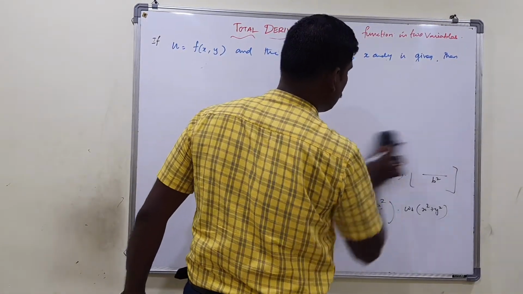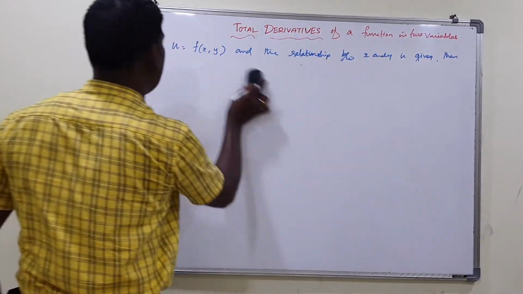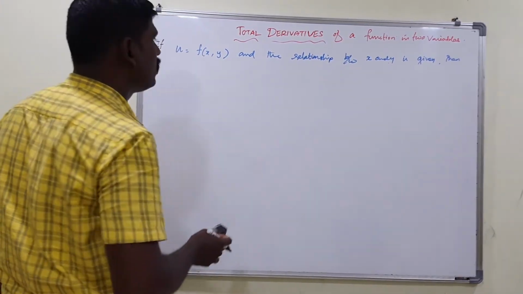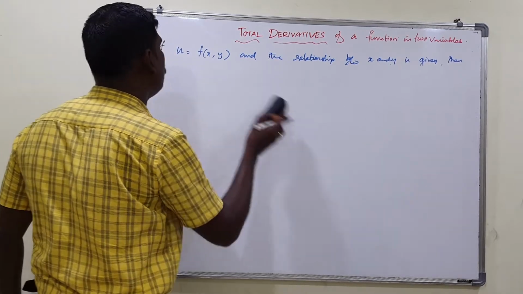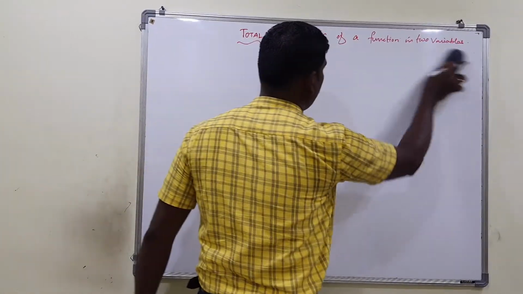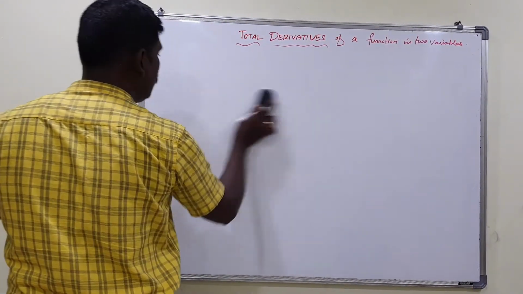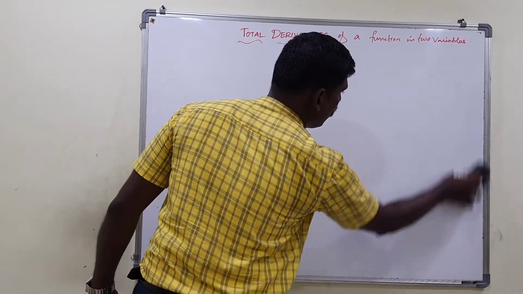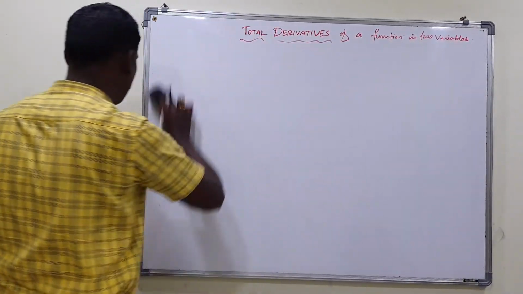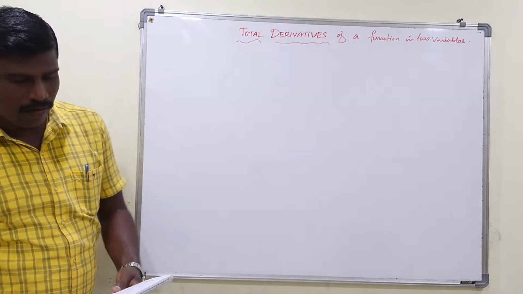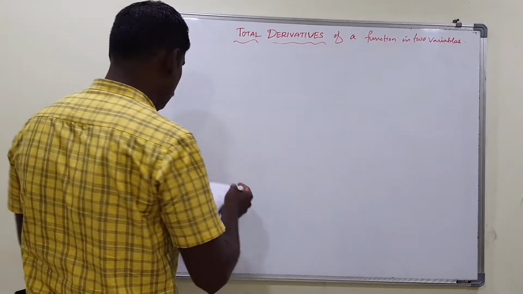So these two problems belong to this method. u is given as a function of x and y, and the relationship is given. We find du by dx and du by dy, that is the total derivative of the given function. Now let us go through another method.